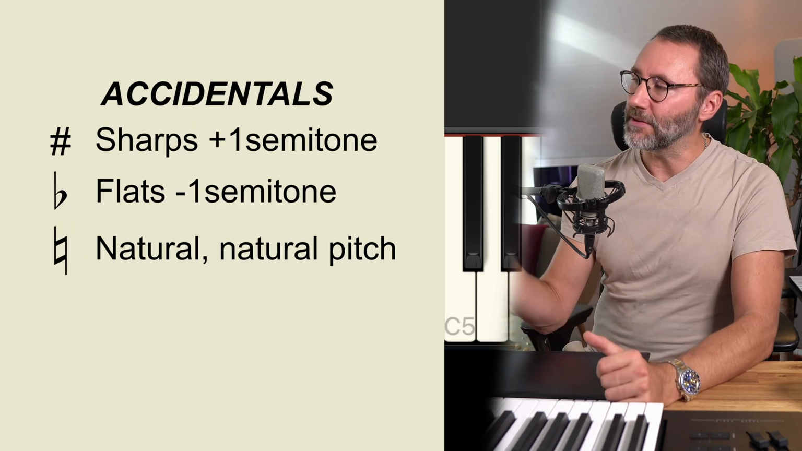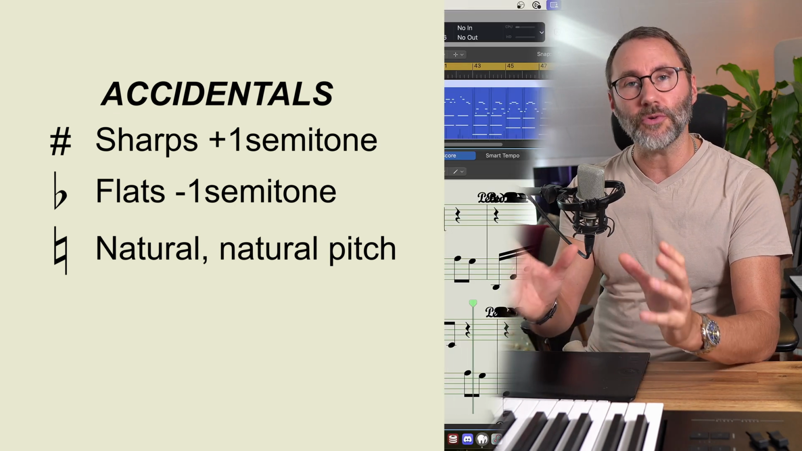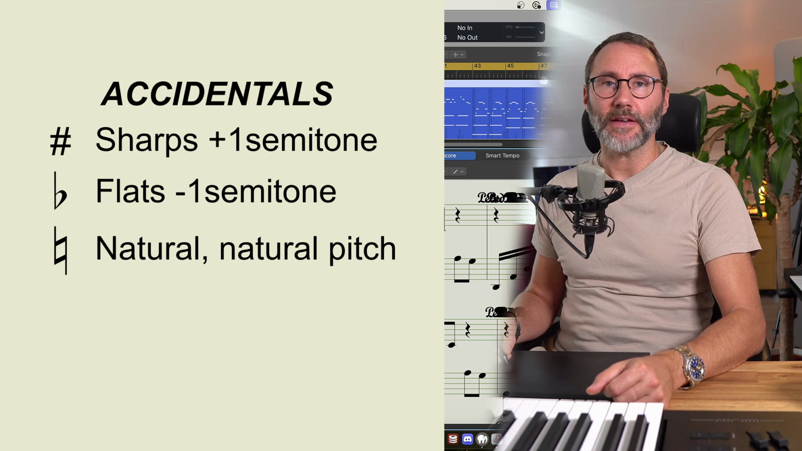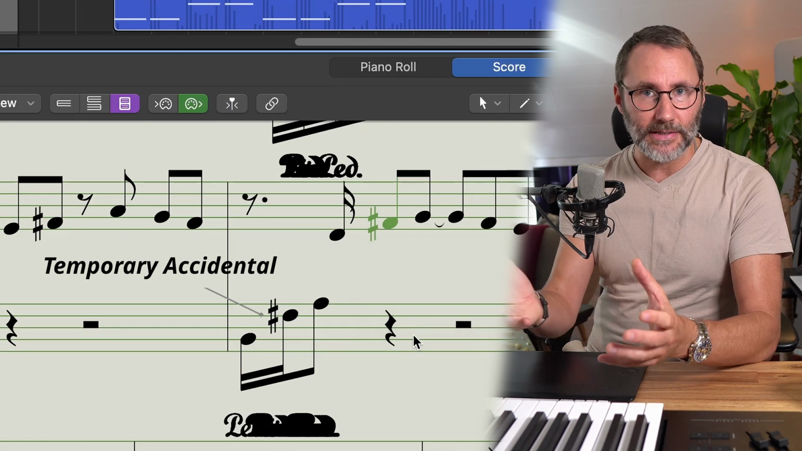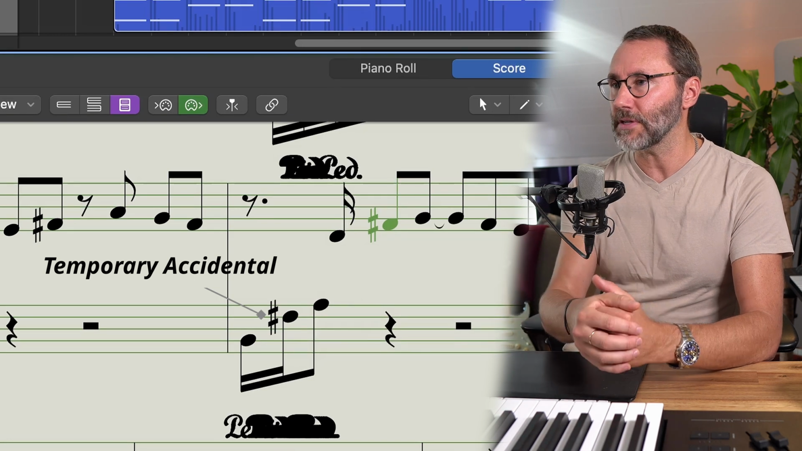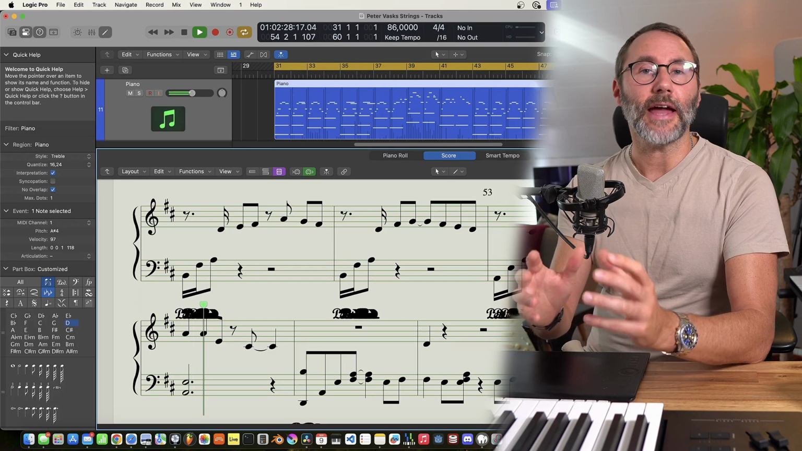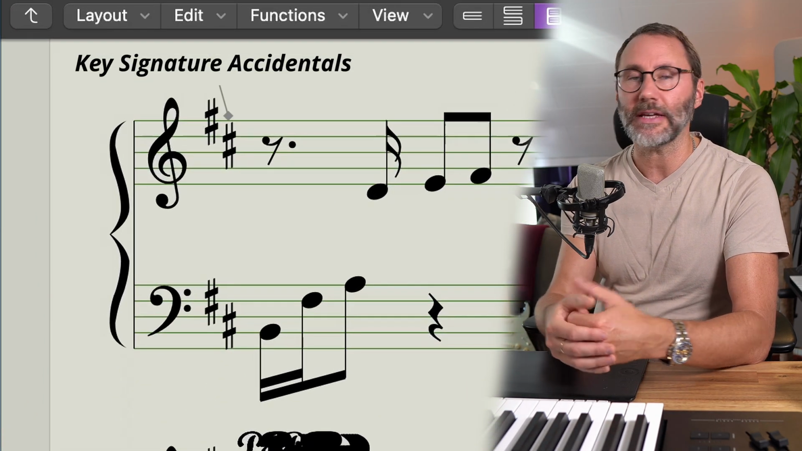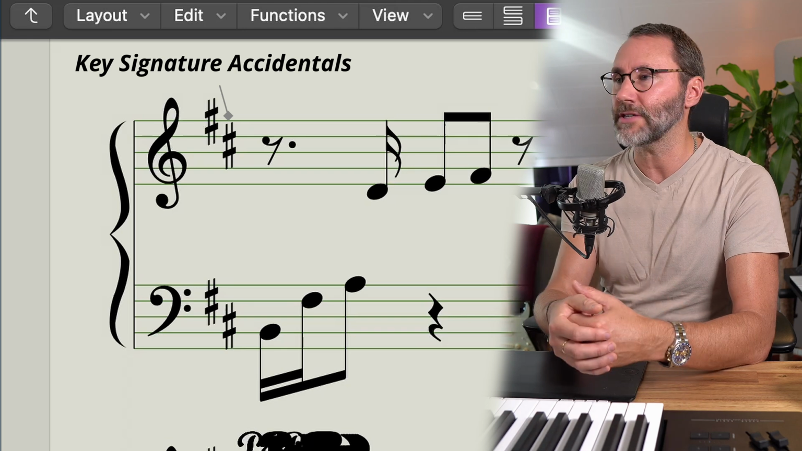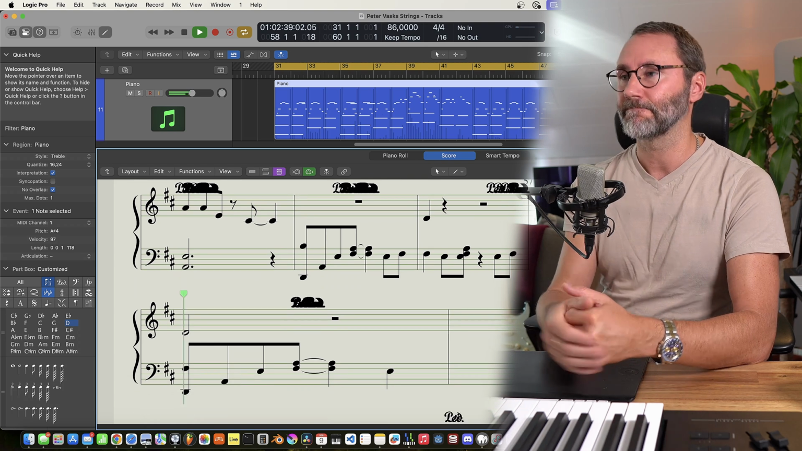And then finally we have the naturals, which return the note pitch to its original state and cancel any previous sharps or flats. These accidentals can appear anywhere within a music piece to temporarily alter the pitch of a note, or they can appear in the key signature at the beginning of a composition, indicating a consistent alteration of the note pitches throughout a piece.